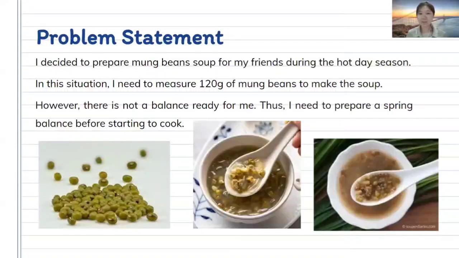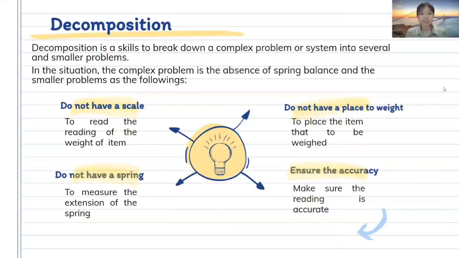I decided to prepare mung bean soup for my friends during the holiday season. In this situation, I need to measure 120 grams of mung beans to make the soup. However, there's not a balance ready for me. Thus, I need to prepare a spring balance before starting to cook. There are several computational thinking skills that I use in making the spring balance.